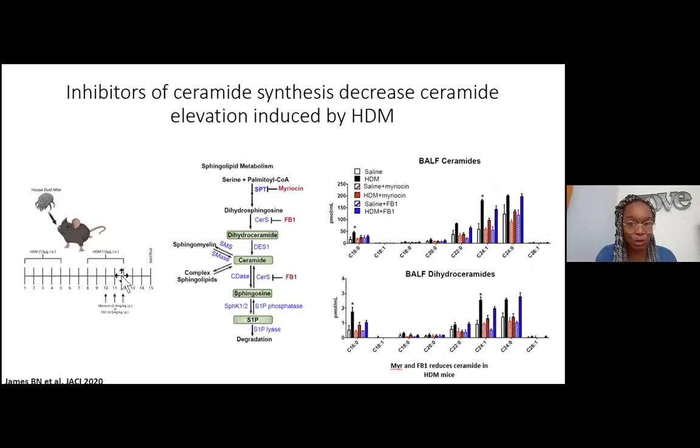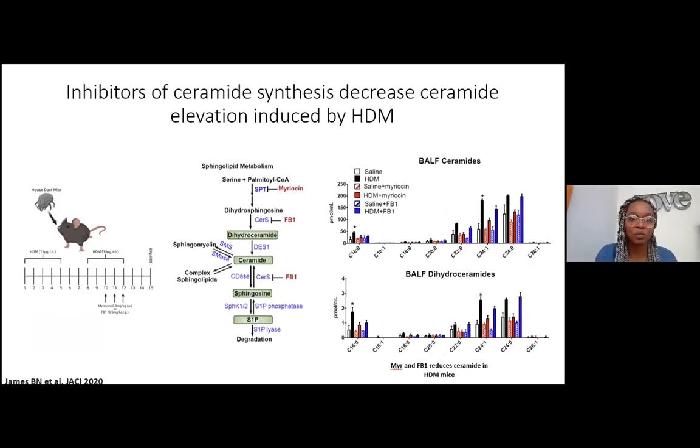But to actually determine if the heightened cell death and generation of oxidative species were in fact reliant on the increased levels of ceramide that we're seeing in my house dust mite model, we introduced 2 ceramide synthesis inhibitors during the final 3 days of HDM challenge. And these were myriocin and fumonisin B1, which you all are probably familiar with.